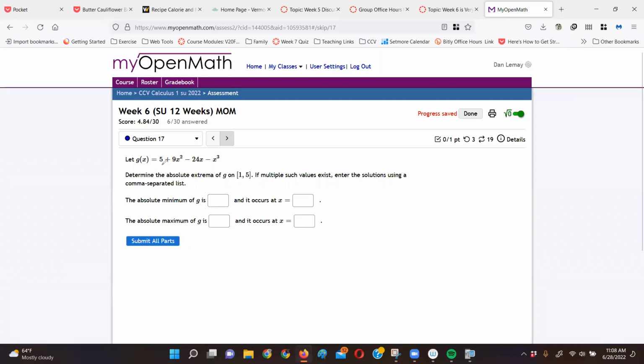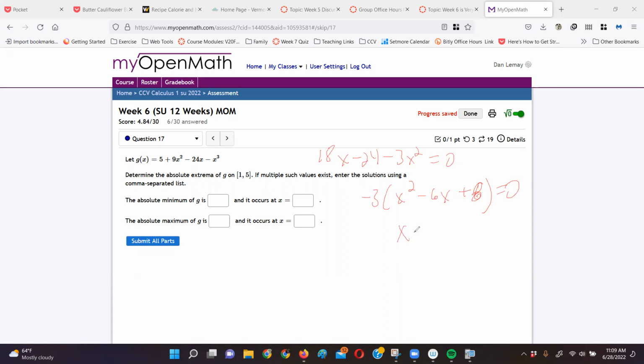So derivative of 5 is 0. Then we're gonna get 18x minus 24 minus 3x squared. I want to know when that's equal to 0. I notice they're all divisible by 3, and I really hate having negative x squareds. So I'm gonna take a -3 out of each thing and rewrite it in descending order: x squared minus 6x plus 8, right? And that's equal to 0. Again, I can divide by -3 and get rid of it.